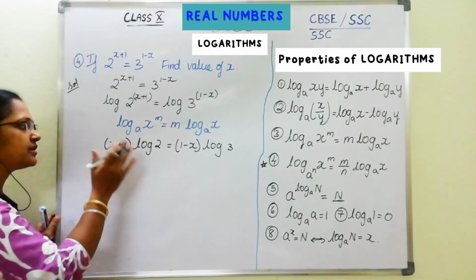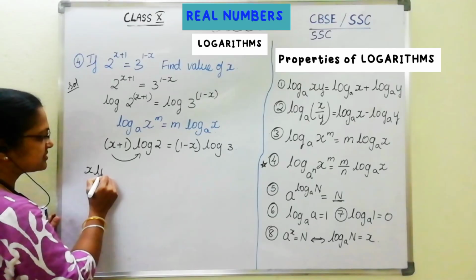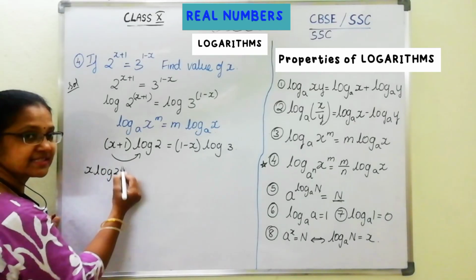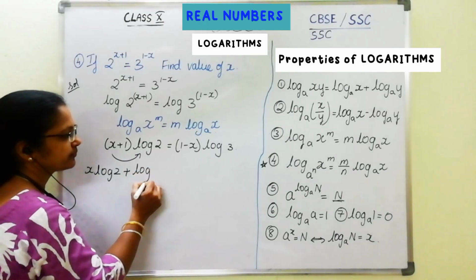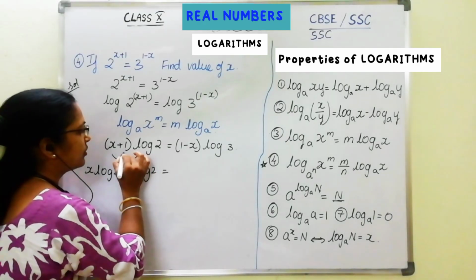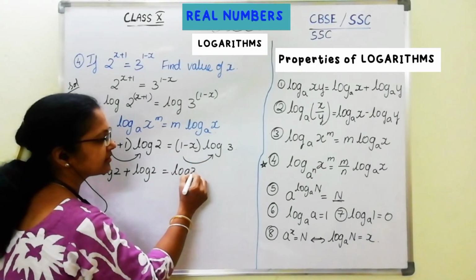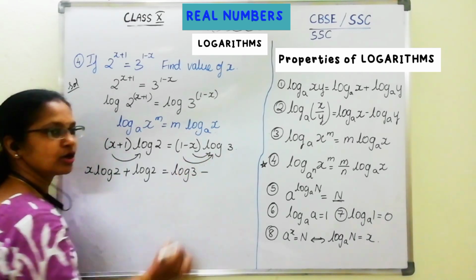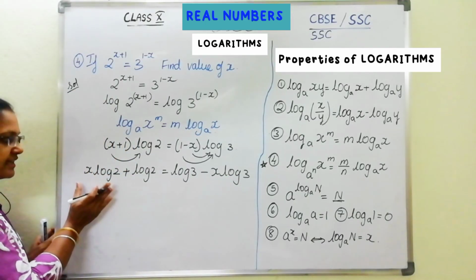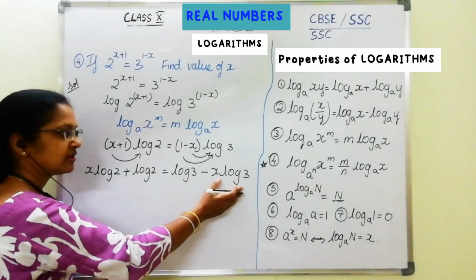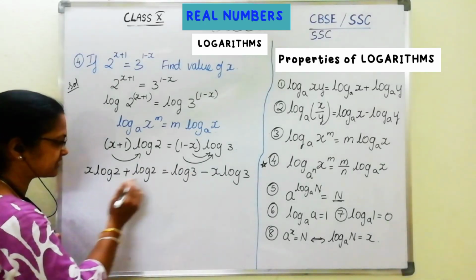Once we got this step, let us go on with this one. x into log 2 is x log 2. Plus is there in between, so use plus here. 1 into log 2 is log 2, is equal to 1 into log 3, which is log 3, minus x into log 3 is x log 3. We can see x terms here. This is one x term, this is one x term. Bring x terms to one side. So I am just bringing this x term to this side and log 2 to the right side.